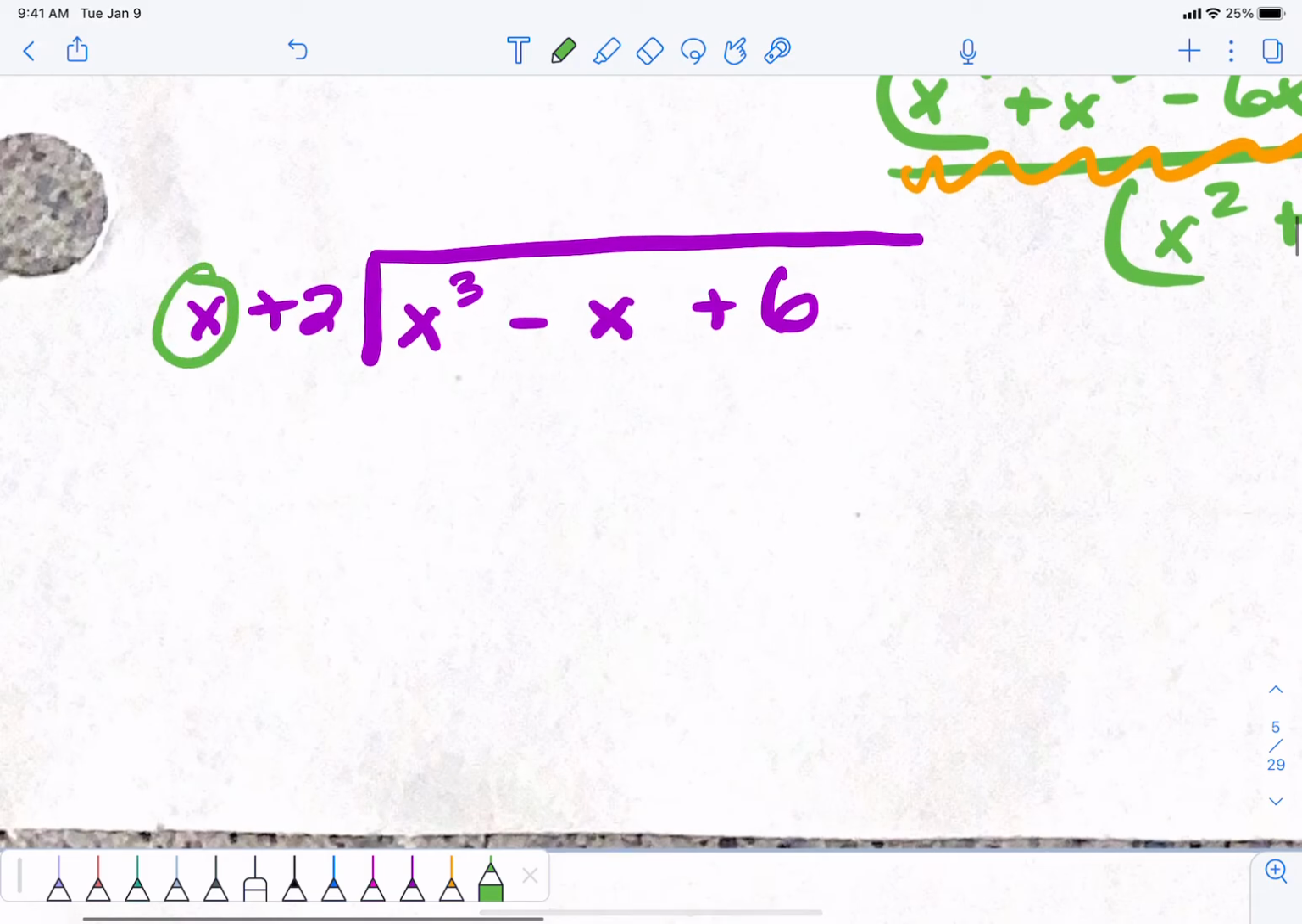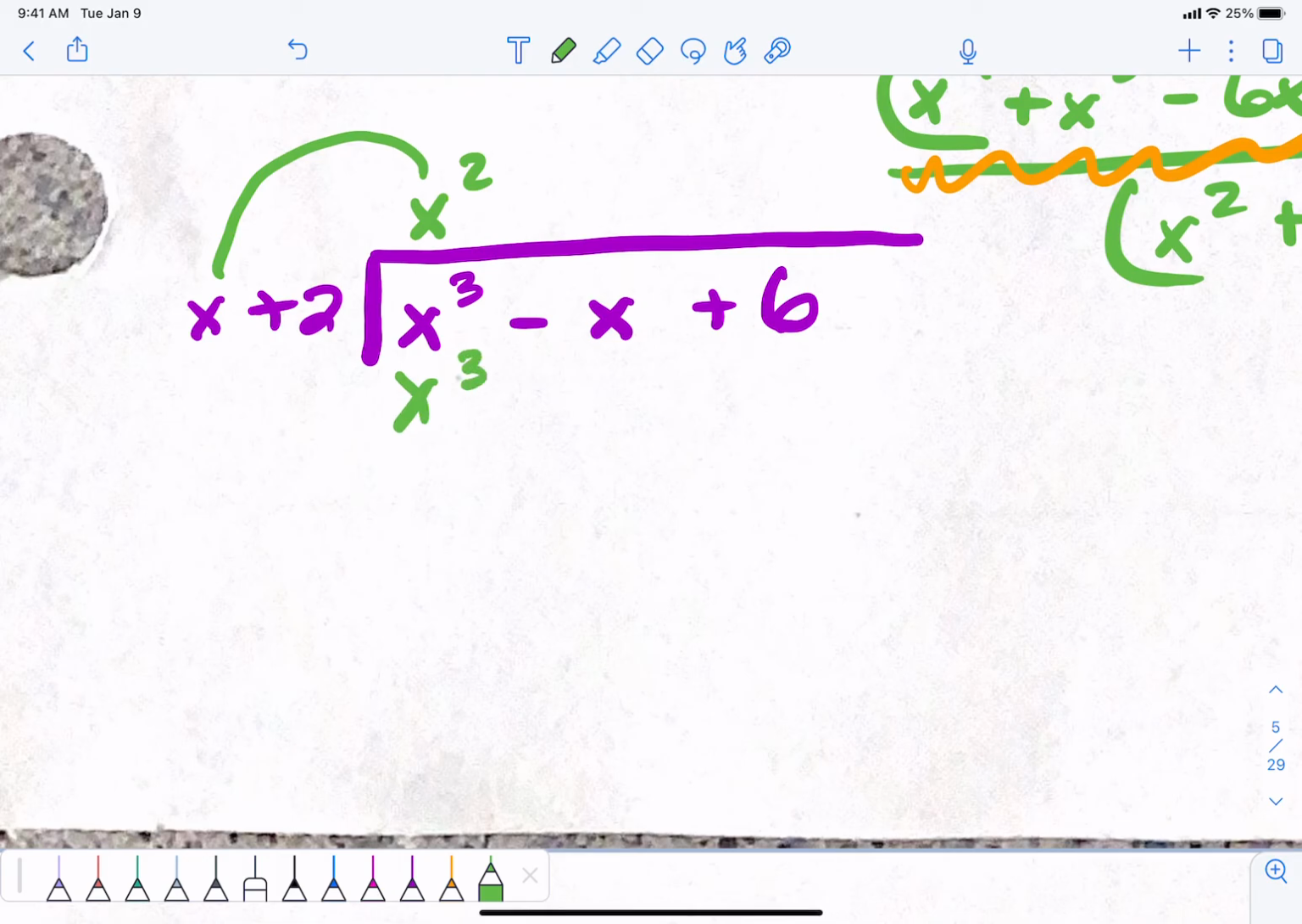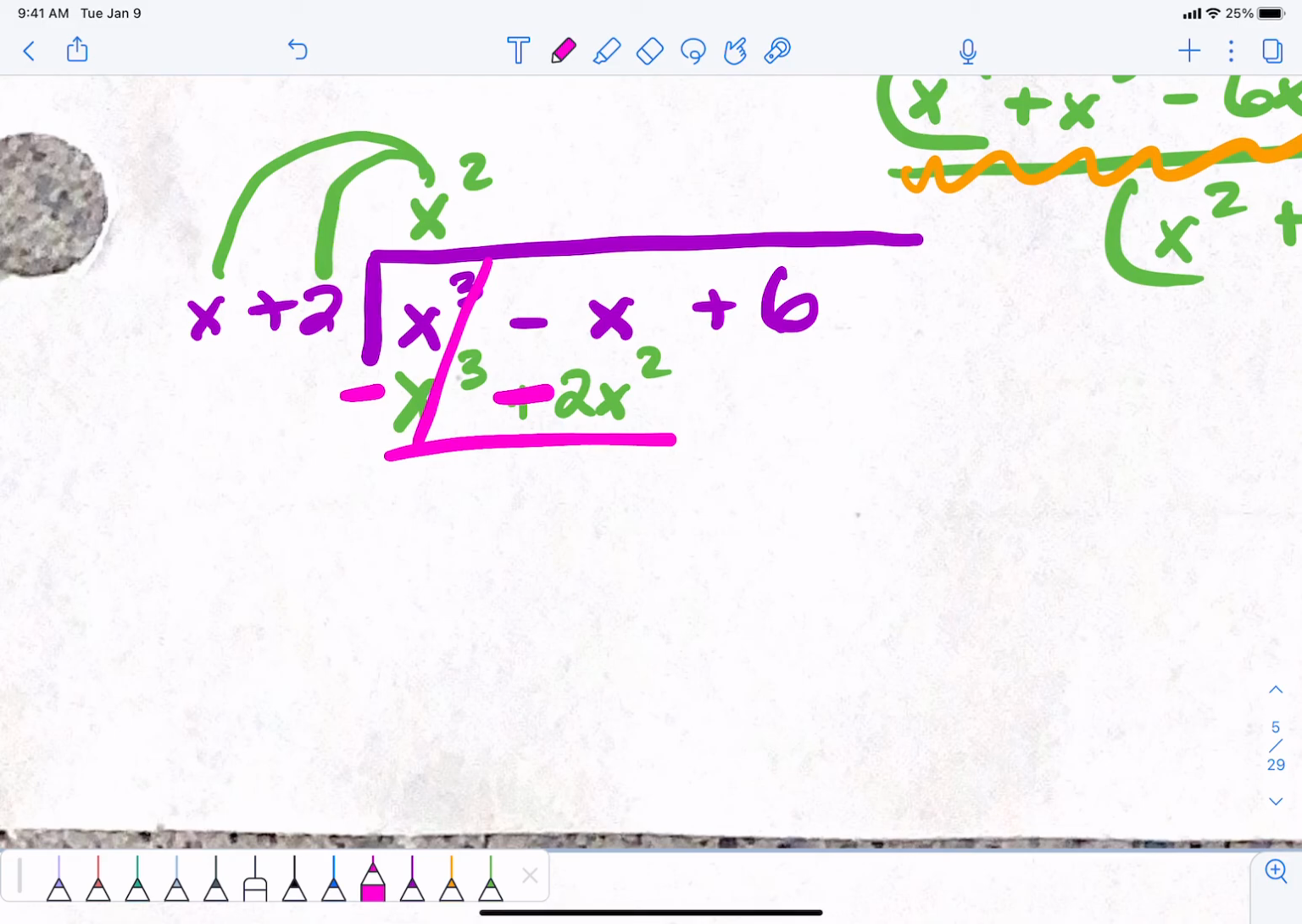So we look at the x and we say, what do you take times x to get x to the third? We need an x squared, right? If we take x squared times x, it becomes x to the third power. And if I take an x squared times a 2, it becomes 2x squared. Then I have to flip the signs, so this becomes minus and this becomes minus. My x to the thirds cancel out. But here I have a problem.